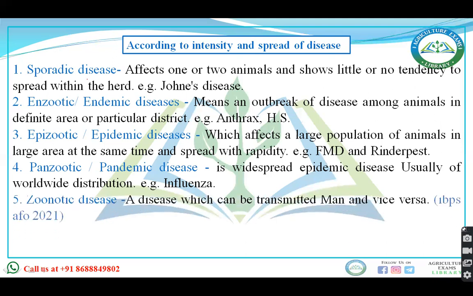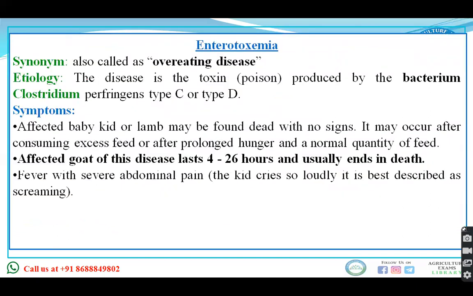And zoonotic disease we have already discussed. The reason behind going fast is that we have limited time, so we want to give you maximum things within a short period of time.